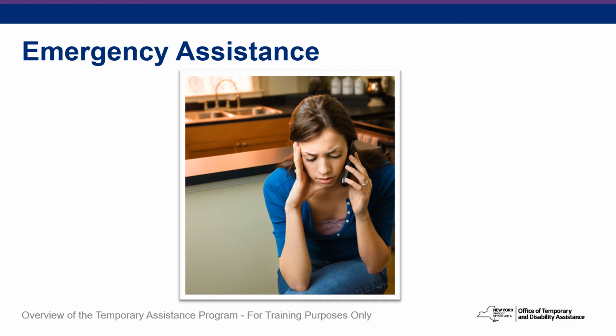Some examples of emergency assistance include, but are not limited to, payment of back rent, a past due utility bill, fuel and/or cost of fuel delivery, domestic violence shelter costs, and temporary housing, such as a hotel or motel.